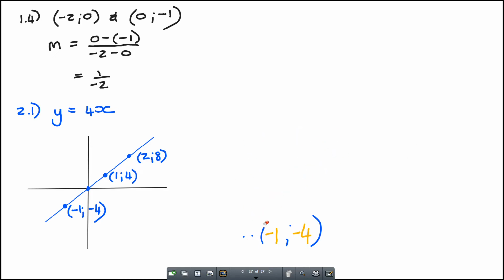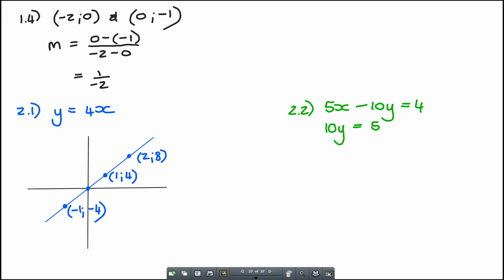Right. Kom ons kyk gou 2.2. At 2.2, they gave me 5x minus 10y is equal to 4. Okay, now, the first thing that I had to do here, hoe lyk my vergelyking elke keer? Y is gelyk aan mx plus c. So hier sit ek nou met sommer minus 10y. So I first want to change that. Nee, let's start by making y the subject. So ek gaan sê 10y gaan wees 5x minus 4.